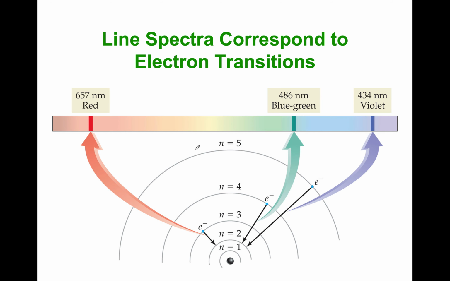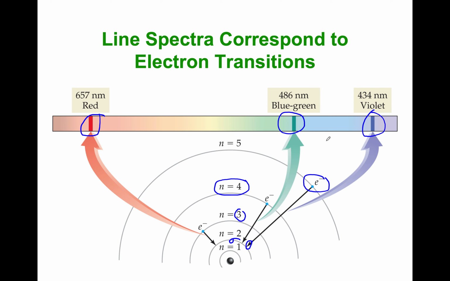So hydrogen then, I've got examples here. The lines listed here are the red, the blue-green, and the violet. They're coming from energy level 4 going to energy level 2, energy level 3 going to energy level 2, and energy level 5 going to energy level 2. So those are the color transitions for hydrogen.